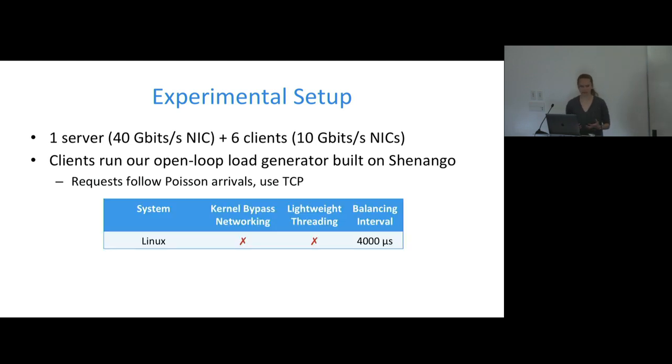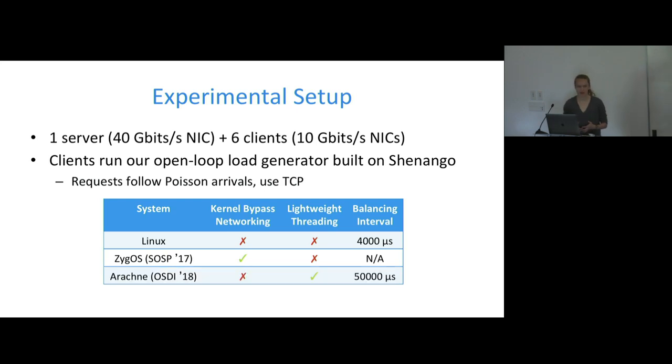First, we evaluate Linux. Linux doesn't use kernel bypass networking, it doesn't have support for lightweight threading, and it readjusts tasks across cores every 4 milliseconds. Next, we evaluate Zygos, a state-of-the-art kernel bypass networking stack. Zygos doesn't have support for lightweight threading or support for reallocating cores across applications.